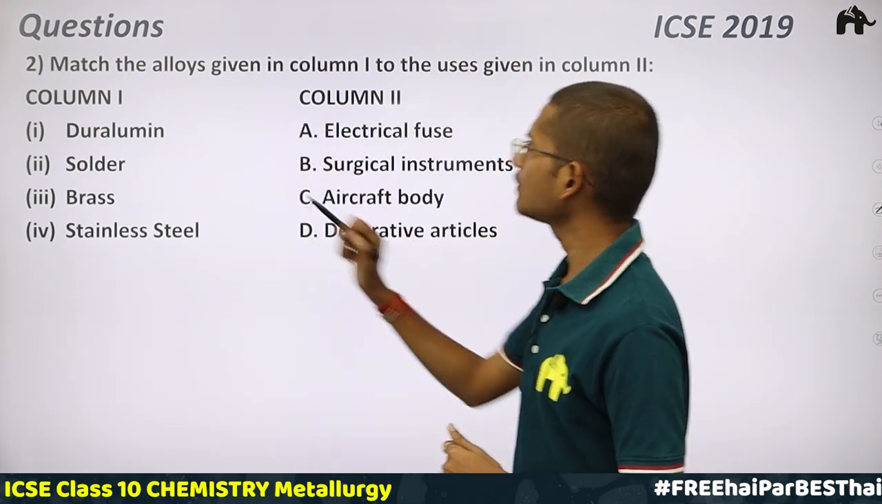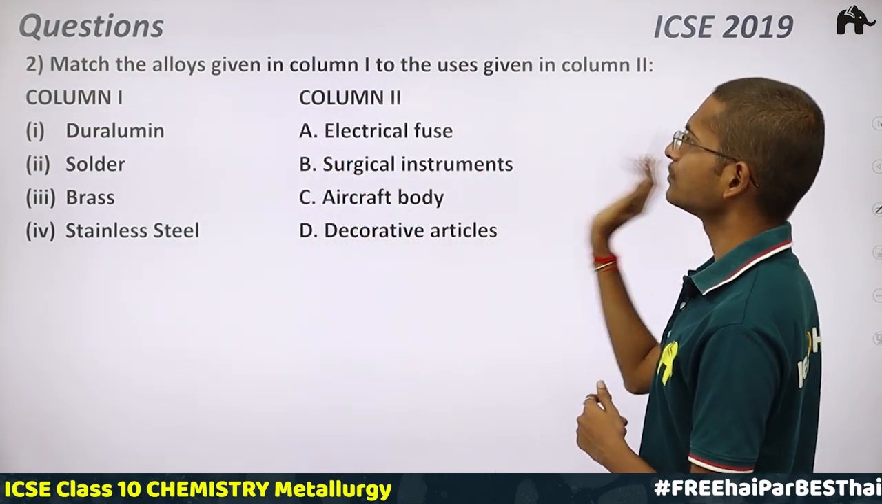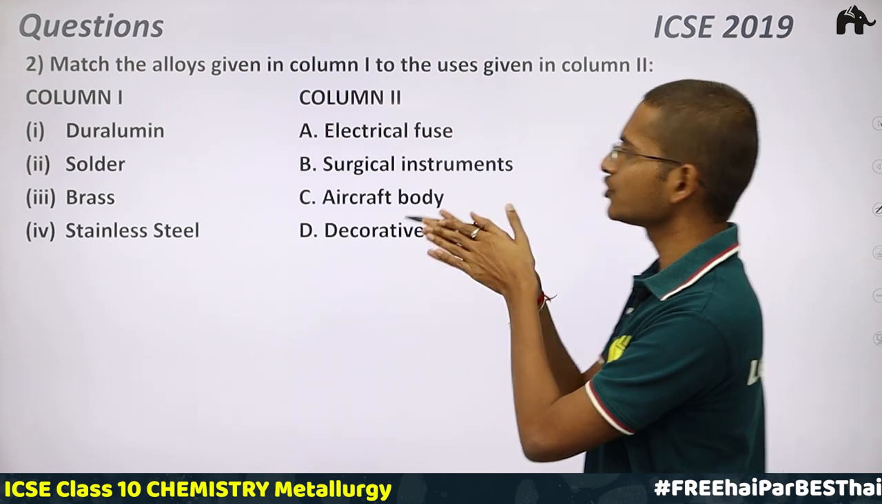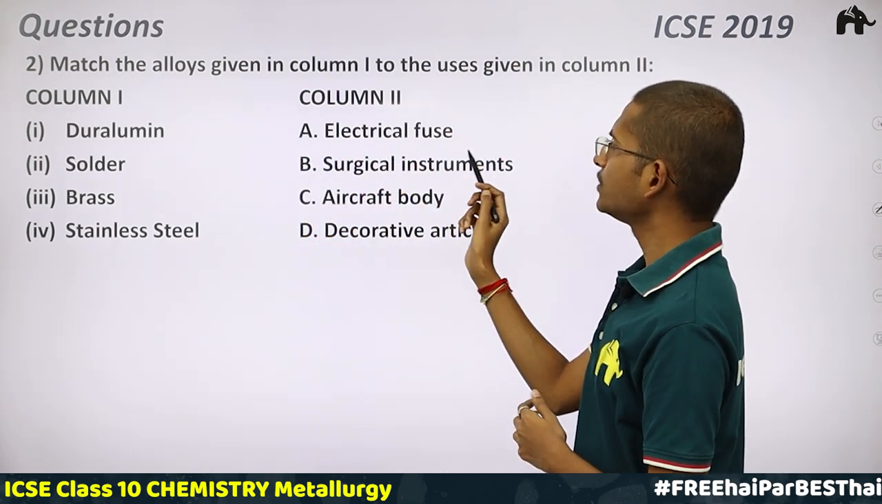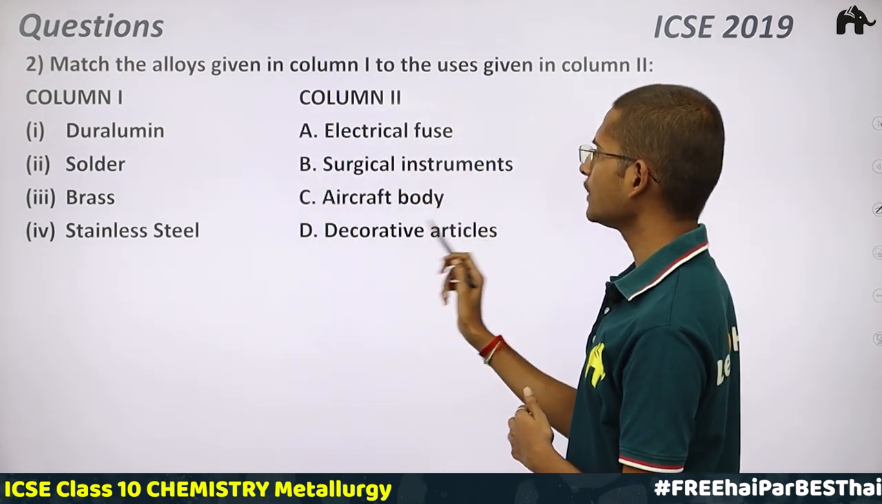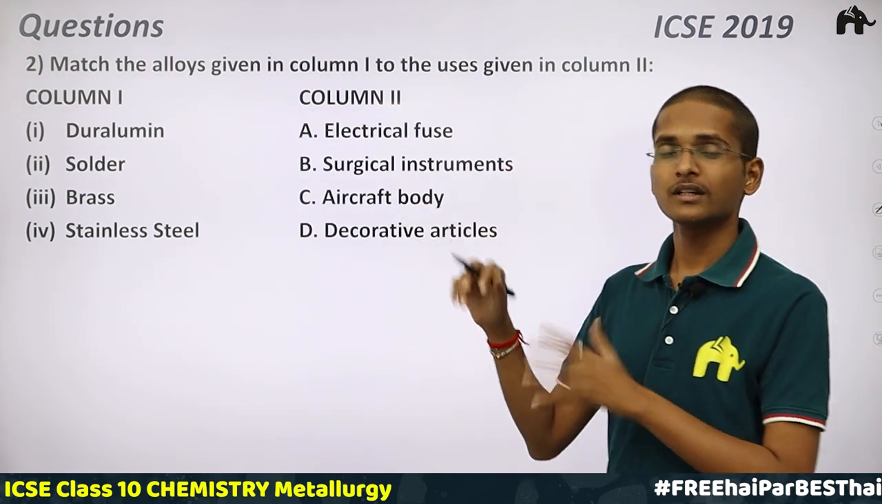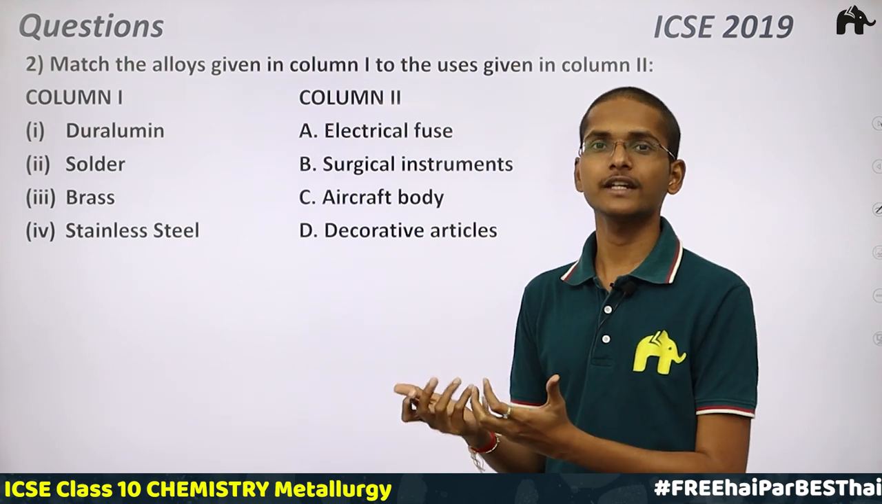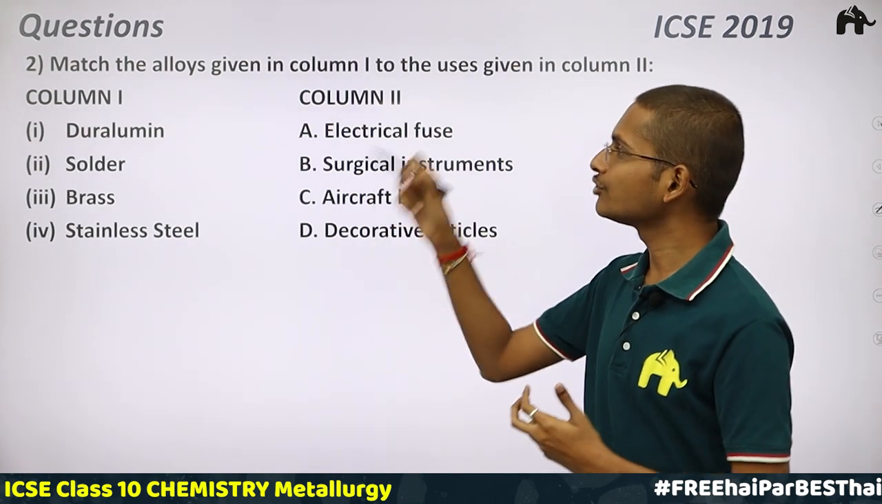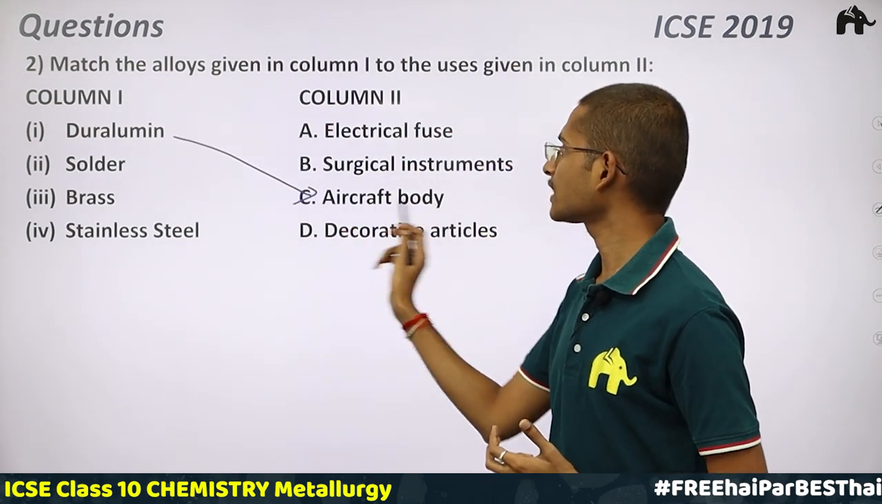Next is, match the alloys given in the column 1 to the uses given in the column 2. These are the alloys given in the column 1. These are the uses given in the column 2. So first, duralumin. Out of this, electrical fuse, surgical instruments, aircraft body, decorative articles, what is matching? See, duralumin, I have told you, bodies of aircraft, bodies of trains, tube trains, bodies of buses, duralumin. So yes, aircraft body.